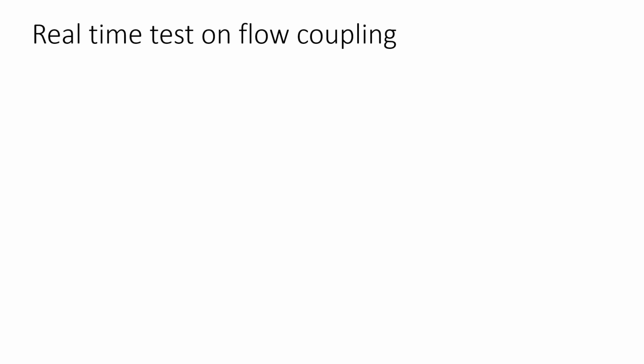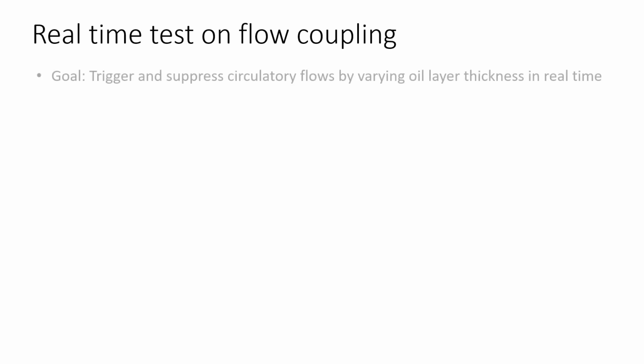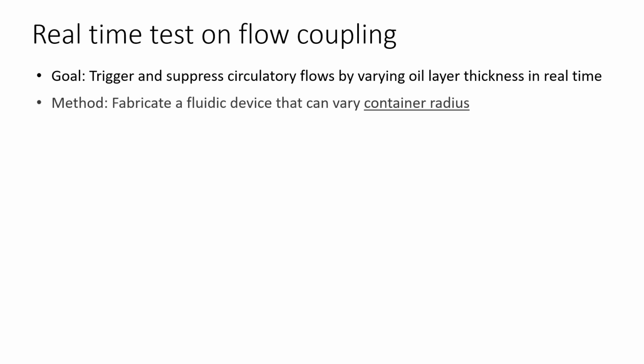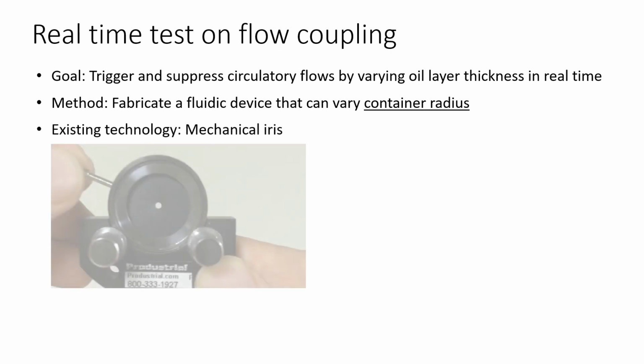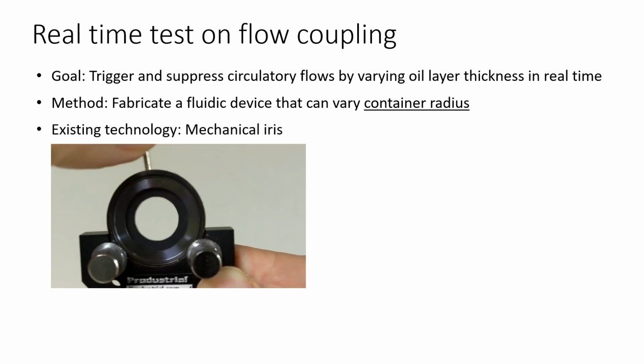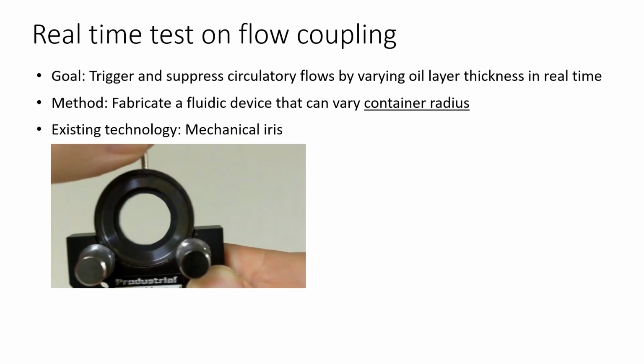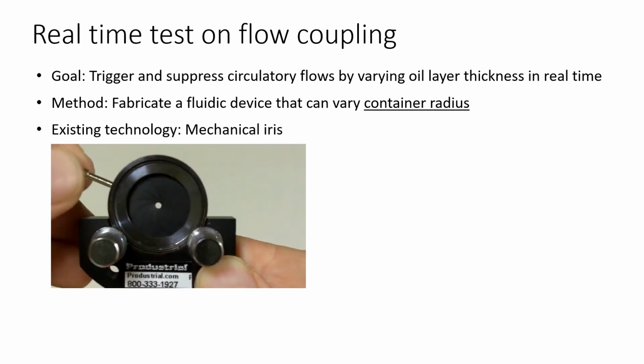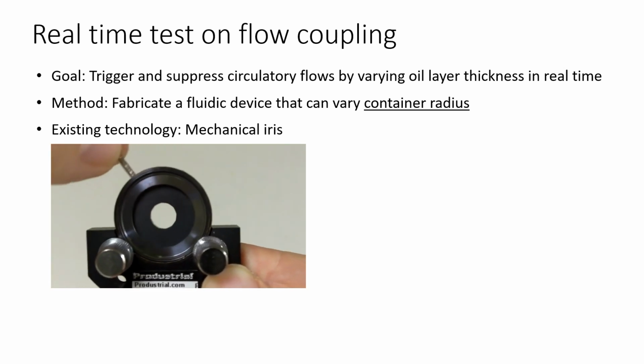So, can we manually alter the droplet environment to direct intra-droplet flows? More specifically, can we trigger or suppress the circulatory flows by manipulating the oil layer thickness? To reach this goal, we need to develop a fluidic device where we can tune the container size. To realize this, our first thought was to borrow the existing technology of controlling the aperture size in the camera, using the so-called mechanical iris component.